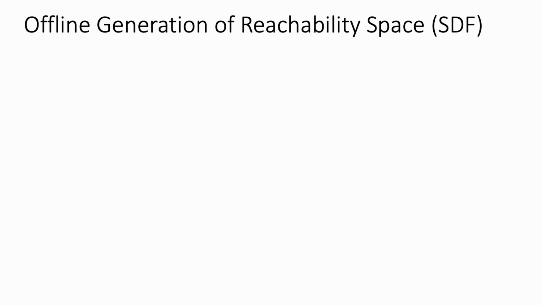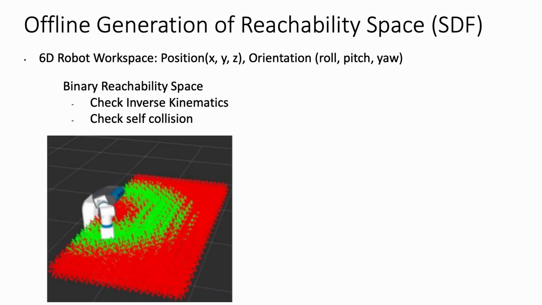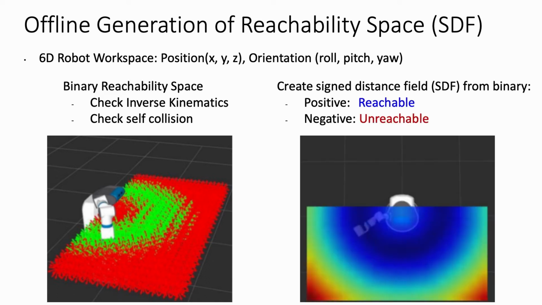We introduced the idea of a reachability space for each robot using a signed distance field. For a 6D robot workspace, including position and orientation, we first compute a binary reachability space by checking self-collision and IK. For example, in the image below, we show the binary reachability space of the Fetch robot. Green indicates reachable grasps, and red indicates unreachable grasps. We then create a signed distance field from this binary reachability space, so that for each grasp in the binary space, we assign a continuous value. A grasp on the boundary between reachable and unreachable has a value of 0. A negative value means unreachable, and a positive value means reachable. The magnitude of this value indicates the distance from the boundary.